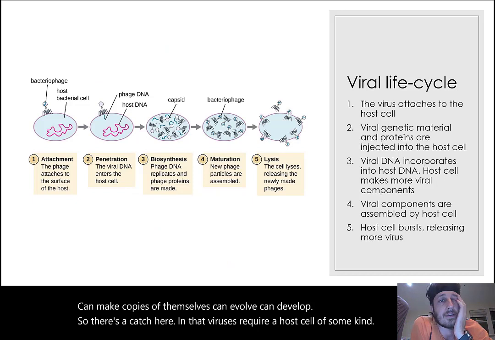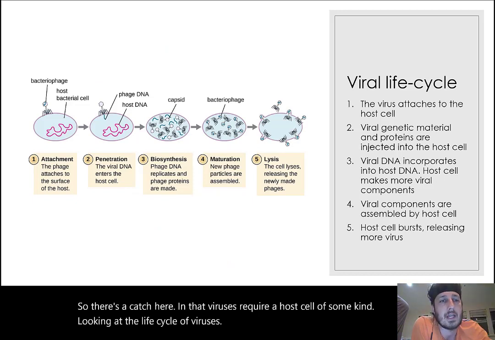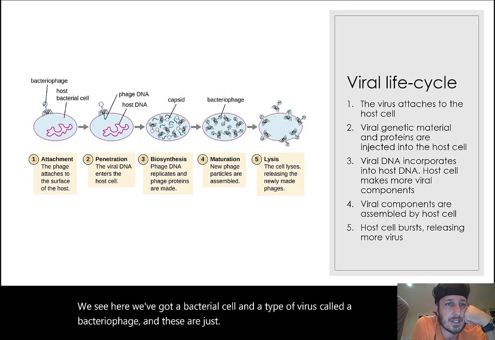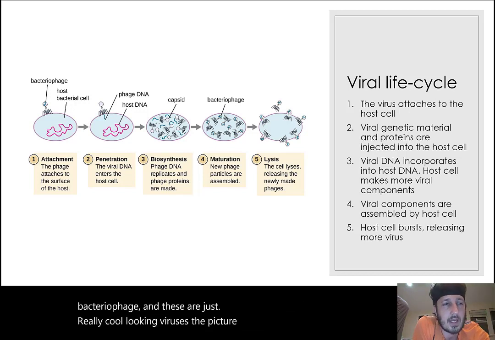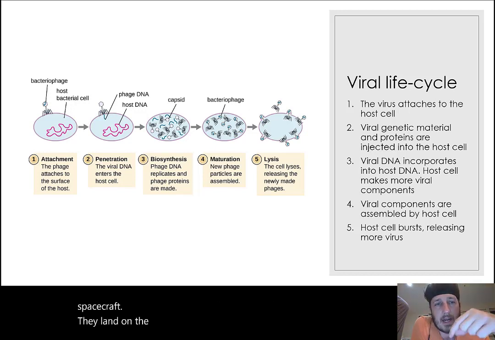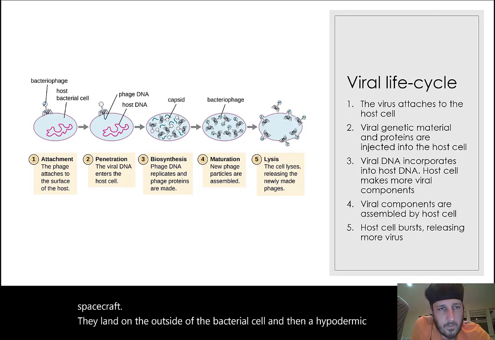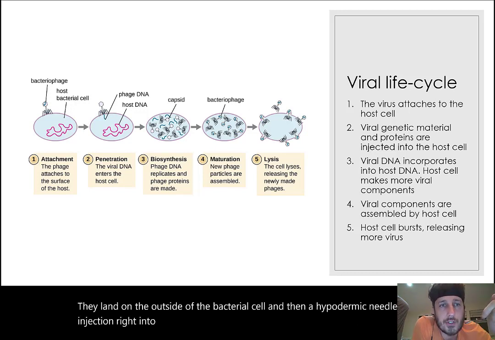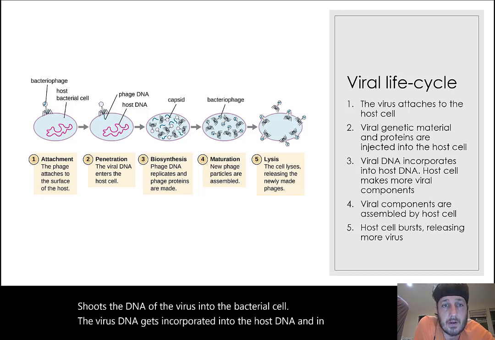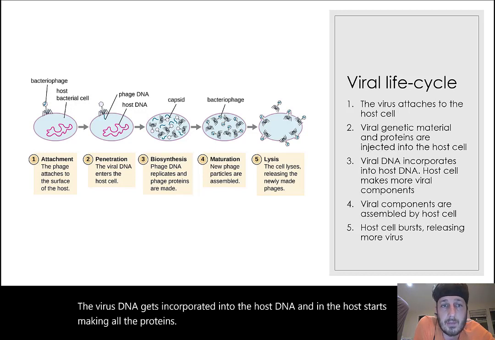Looking at the life cycle of viruses, we see here we've got a bacterial cell and a type of virus called a bacteriophage. And these are just really cool looking viruses. The picture is literal here. They look like little alien spacecraft. They land on the outside of the bacterial cell, and then a hypodermic needle, an injection right into the cell, shoots the DNA of the virus into the bacterial cell. The virus DNA gets incorporated into the host DNA, and then the host starts making all the proteins that become new virus cells.